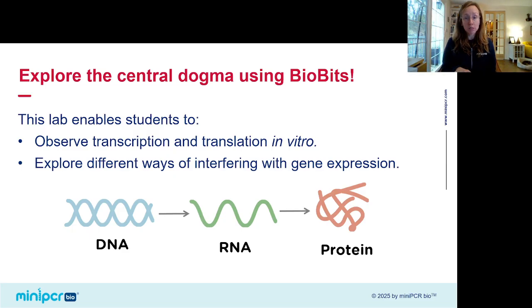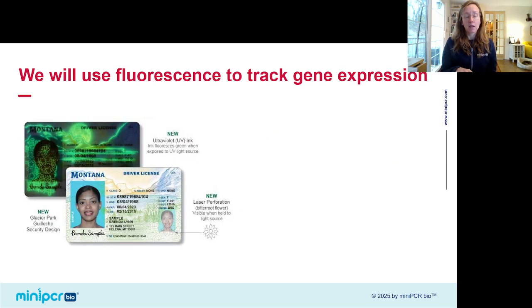In this lab, we'll be using that BioBits technology to observe transcription and translation as they're happening in vitro, and then we'll explore different ways of interfering with those processes. We're going to be able to watch along because we'll be using fluorescence to track gene expression. Fluorescence is something that you encounter in your daily life all the time. So if you have a driver's license that anyone has ever shown a UV light on to authenticate it, that's fluorescence. It's when a molecule absorbs light of one wavelength and then spits it out at another wavelength.